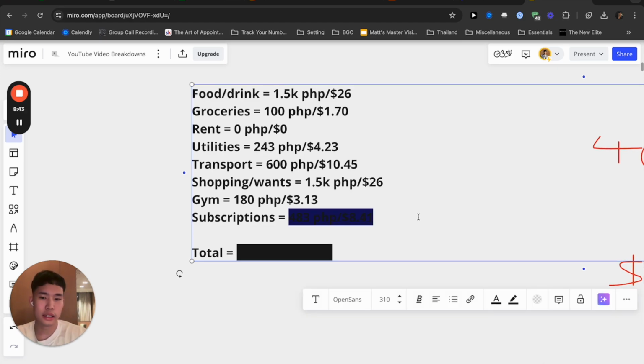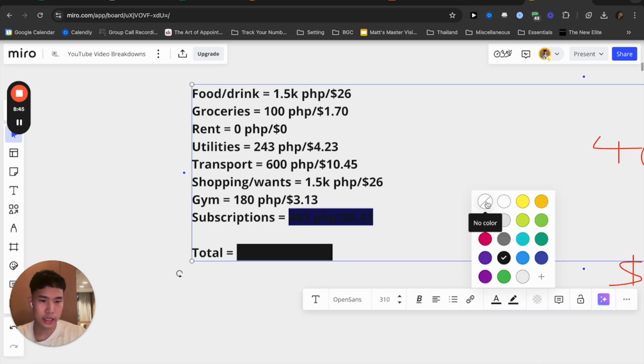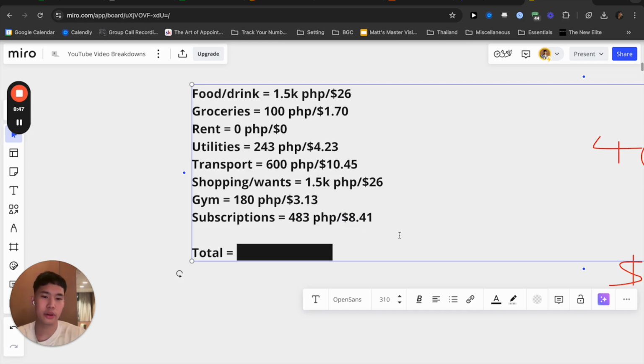Now, the last thing on the list is subscriptions, and that totals to around 483 pesos or $8.41. Now, I run a business. If you guys don't know, I run a business, and you know, software is what I spend a lot of money on, or spend more of my money on, to keep it running.